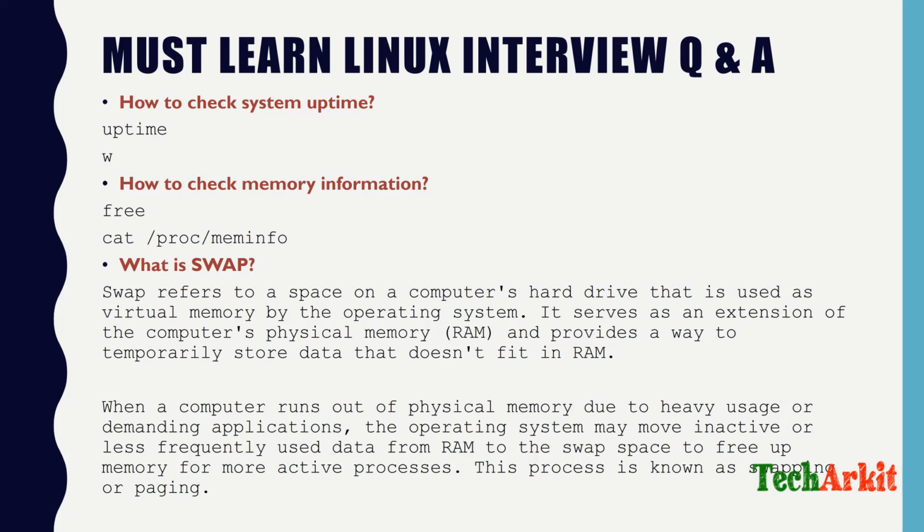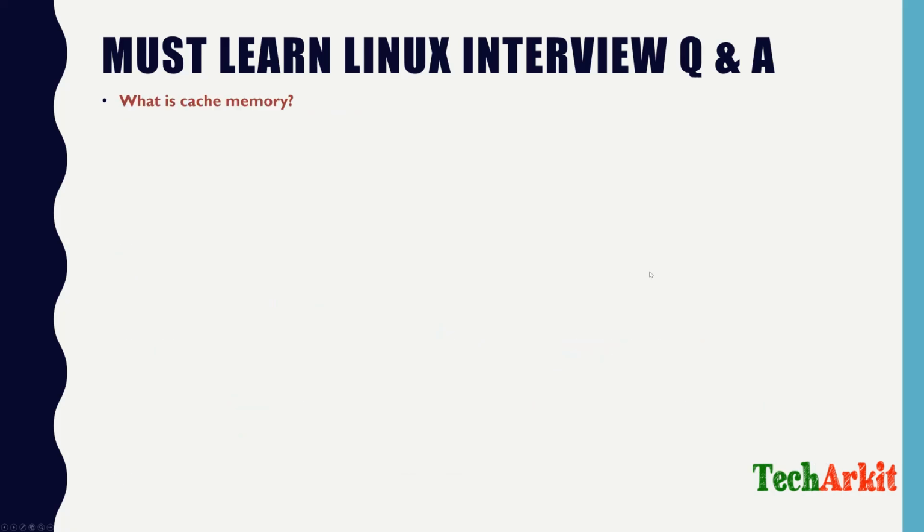When a computer runs out of physical memory due to heavy usage or demanding applications, physical memory meaning RAM, the operating system may move inactive or less frequently used data from RAM to the swap space to free up memory for more active processes. This process is known as swapping or paging. That's the swap. What is cache memory? What is the cache memory?